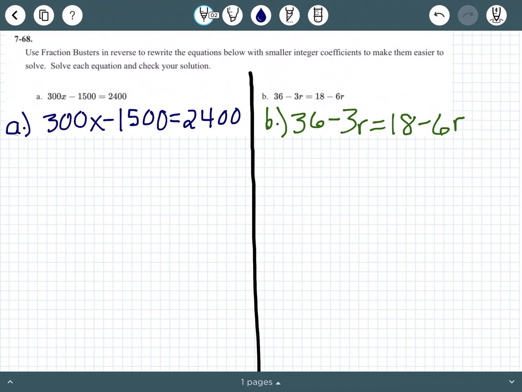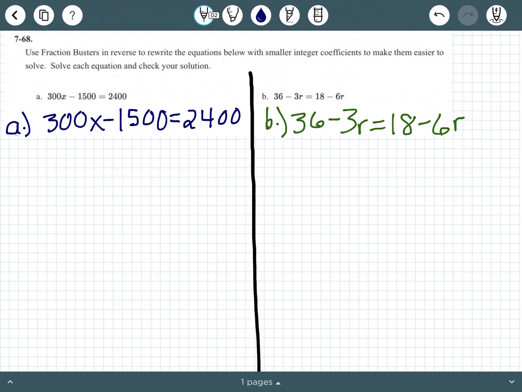I have 300x minus 1,500 equals 2,400. So what we want to do is find something that all three of these numbers are divisible by. And of course, we still want to keep integers in our problem, so we're not working with decimals or fractions, integers only. For part A, I know already that all of these are divisible by 100. I'm wondering if they are divisible by 300.